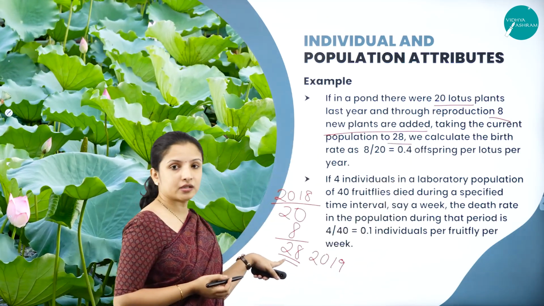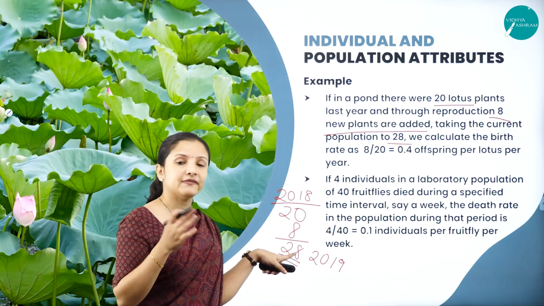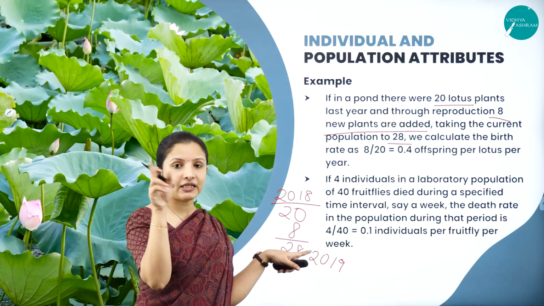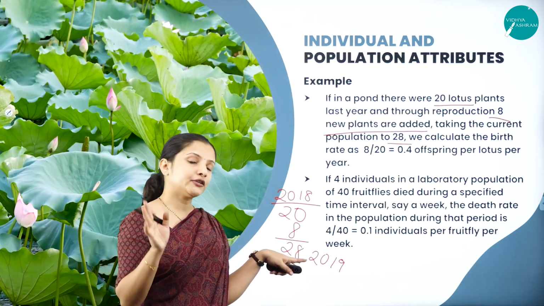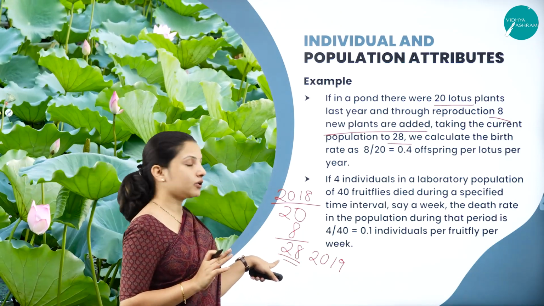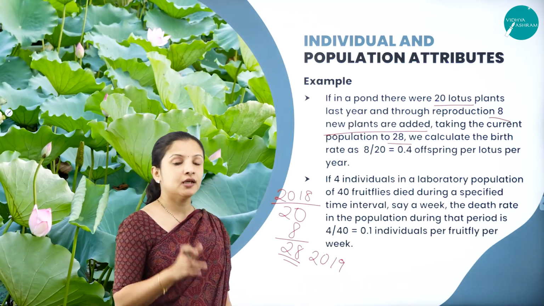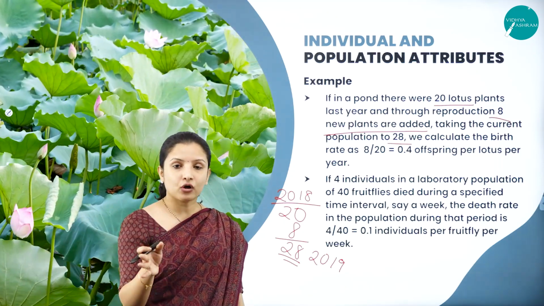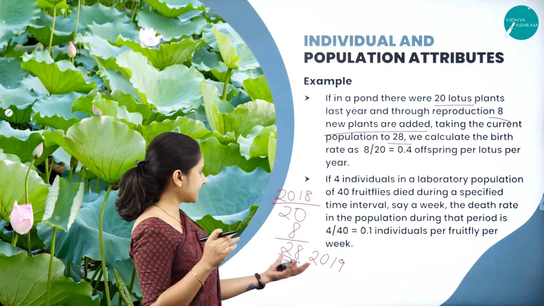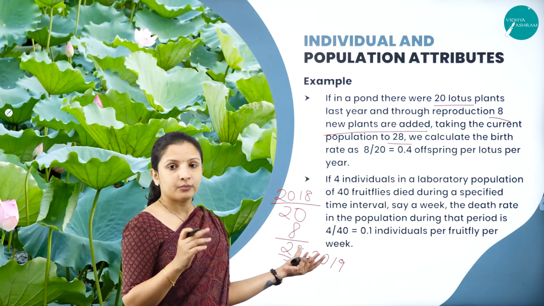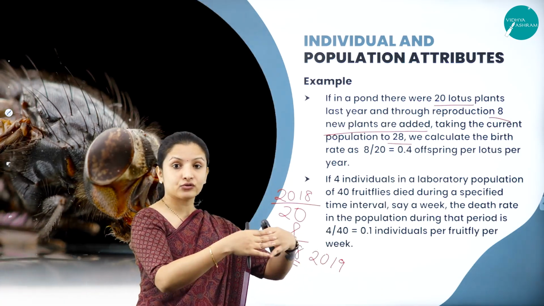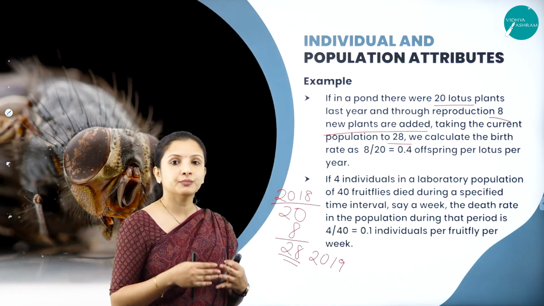So this is birth of the individuals. How many individuals got added? 8 individuals got added. So if you're talking about individuals, I can call it 8 individuals, totally 28 individuals. That is for individuals. But when I'm talking about the population, can I call it 28? No, because here we always need to take the counting in the form of the birth rate.